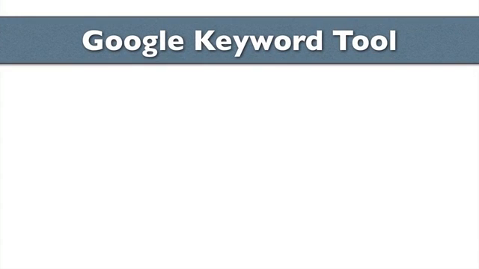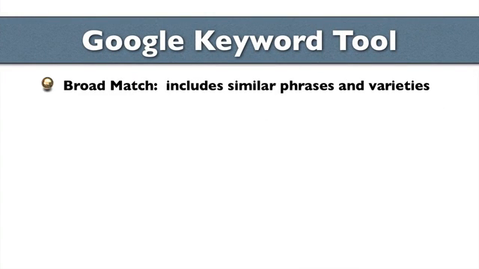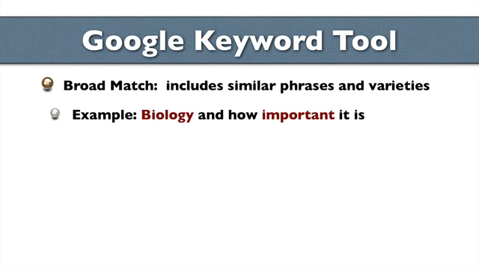Number one, broad match. When you do a broad match search for a particular keyword, it also includes similar phrases and varieties of that keyword. So if my keyword is importance of biology, my keyword phrase, an example of a broad match would be biology and how important it is. It is not exactly what I search for. It's not an exact match, but it does contain those keywords or some variation of those keywords.